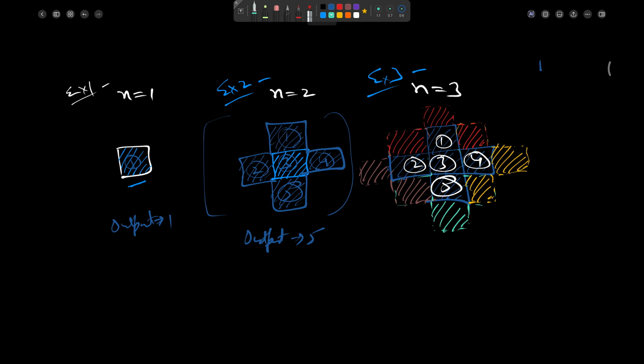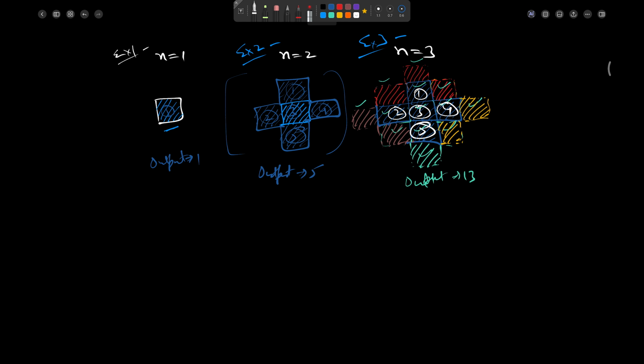Okay, so how many filled squares did we get? 1, 2, 3, 4, 5, 6, 7, 8, 9, 10, 11, 12, and 13. So our output will be 13. Okay, let's take n equals 4 also here.